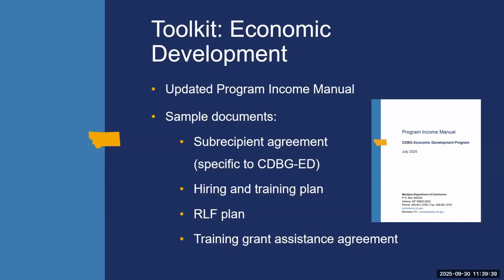In the toolkit, there is also a training grant assistance agreement. Since CDBG economic development funds can also pay for on-the-job training, this agreement provides a framework for those training details. This also provides a plan for the relationships between the employees being trained, the business entity providing the training, and the economic development grantees' administrative and financial responsibilities. Next slide, please.